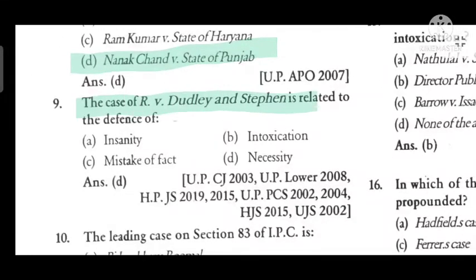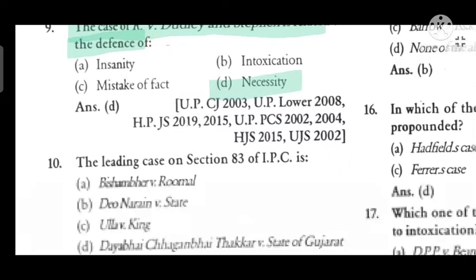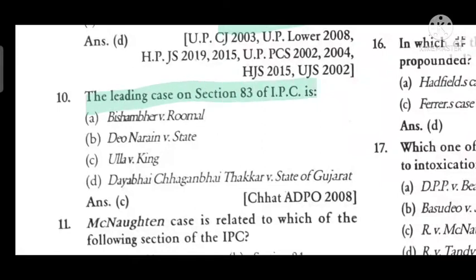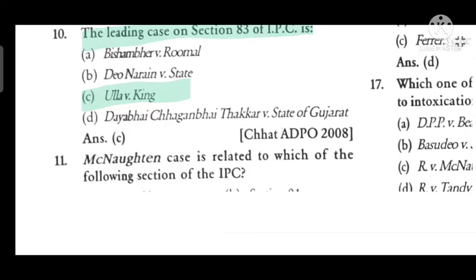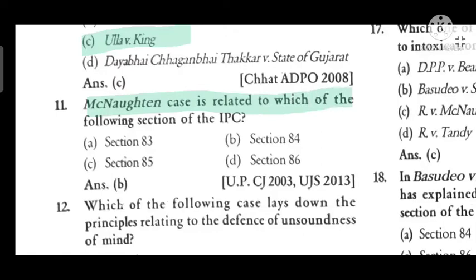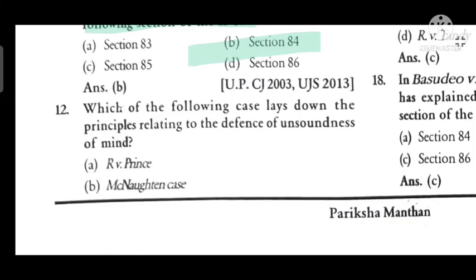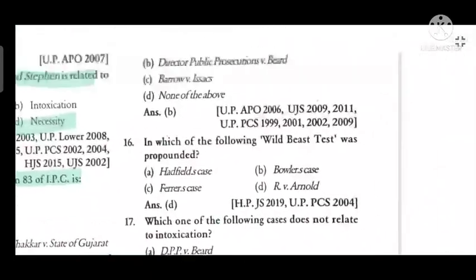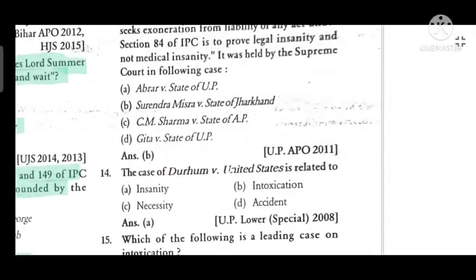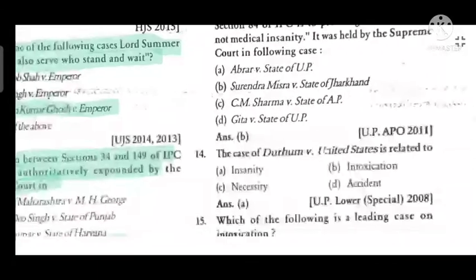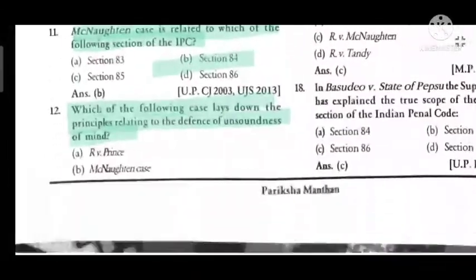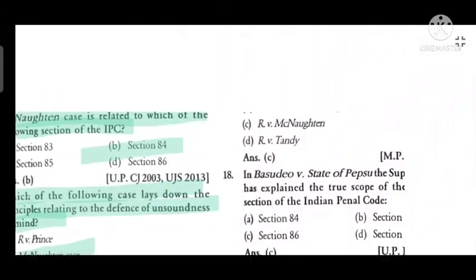The case of R versus Dudley and Stephenson is related to the defense of necessity. The leading case of section 83 of IPC is Ulla versus King. M'Naghten case is related to which one of the following sections of IPC? Section 84. Which one of the following cases lays down the principle relating to the defense of unsoundness of mind? M'Naghten case.